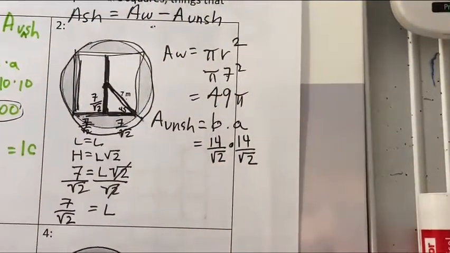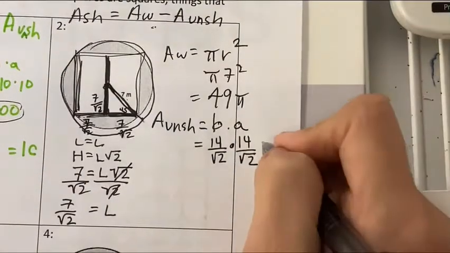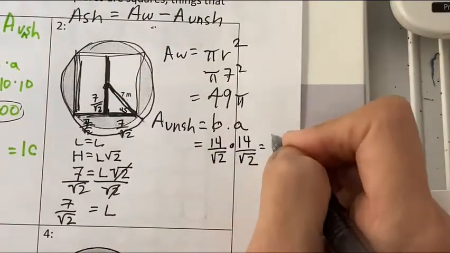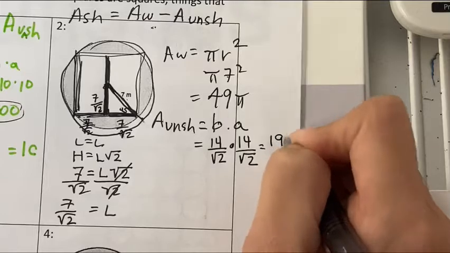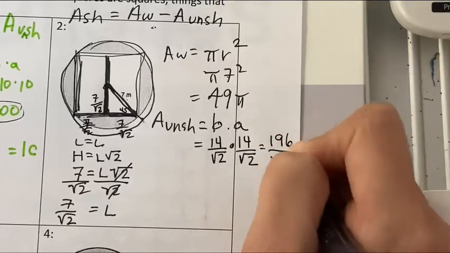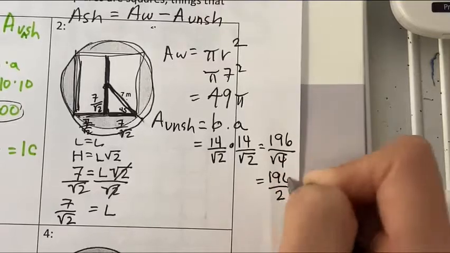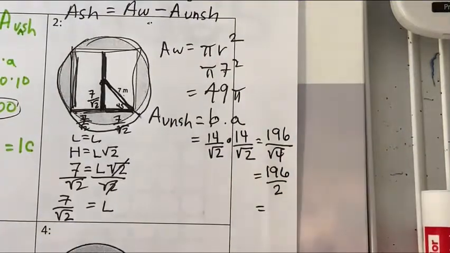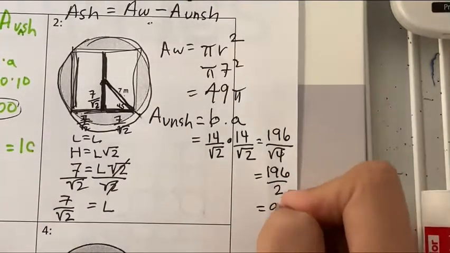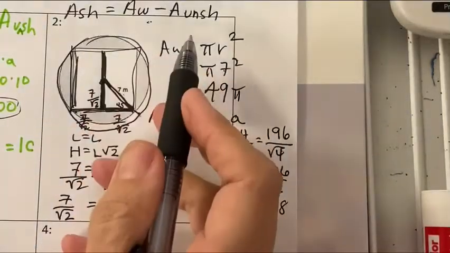And the height would also be 14 divided by the square root of 2. And we can't leave our answer like that. But notice what happens: the square root of 2 times the square root of 2 is the square root of 4, which is actually 2. So that worked out nice. 196, or 14 times 14, divided by 2 is 98. So the area of my shaded region is 98, and now we can finish out the problem.